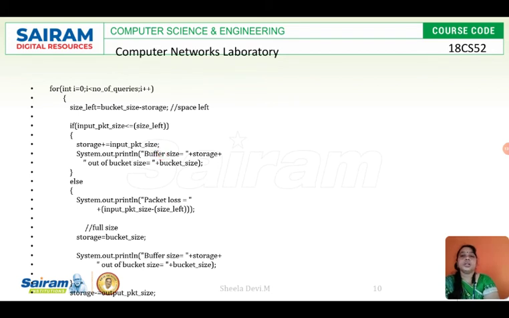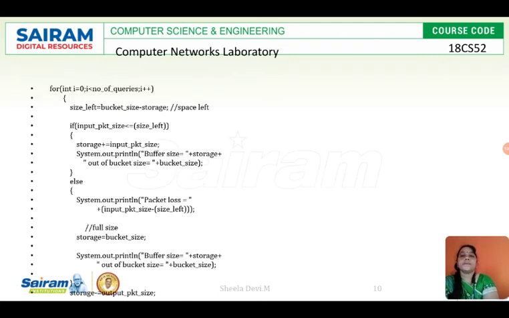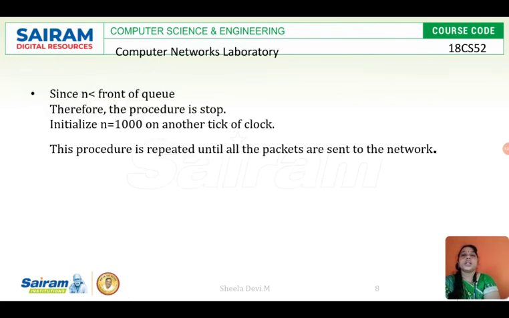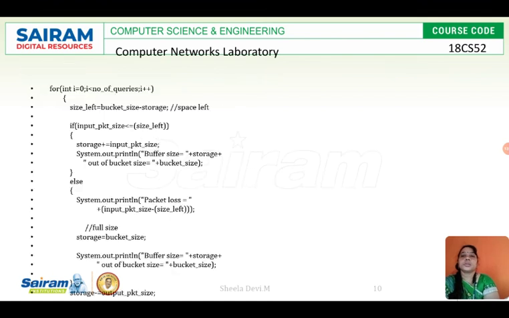Storage is equal to storage plus input packet size. Initially, in the first step, we made it 0. So during the first step, 0 plus input packet size; according to our example, 0 plus 200. Then System.out.println buffer size is equal to storage. So 0 plus the first input packet size 200 is 200. So the buffer size is now 200.